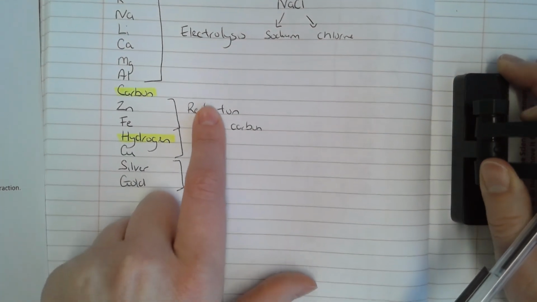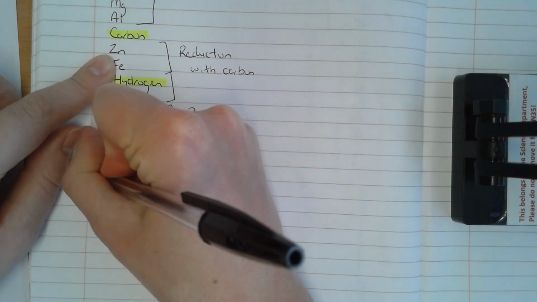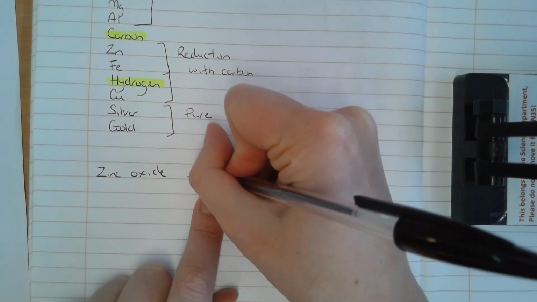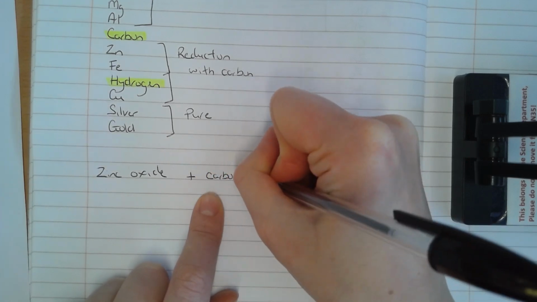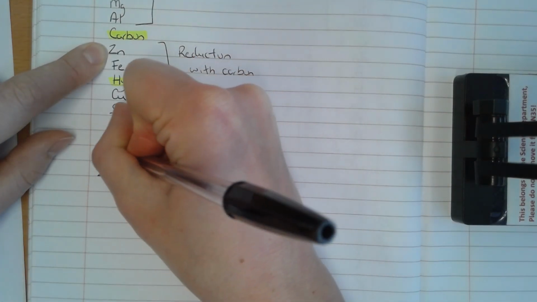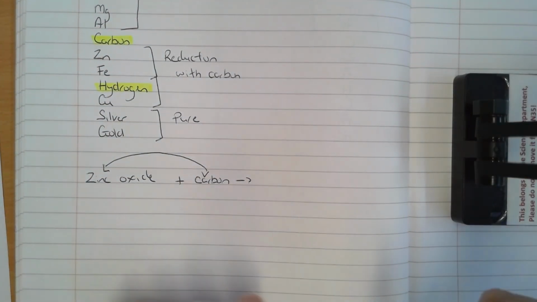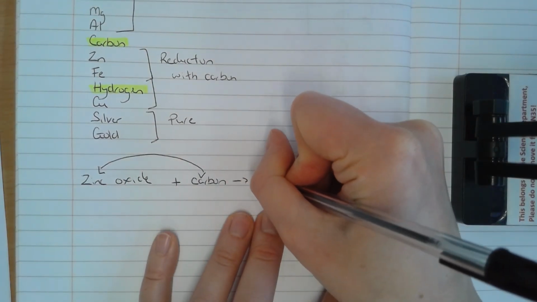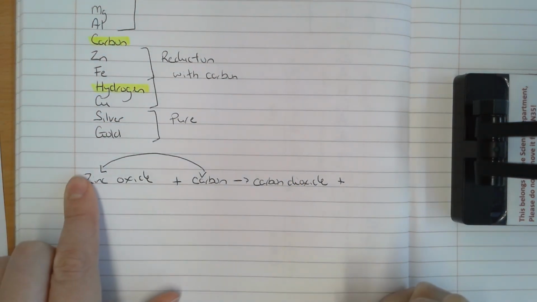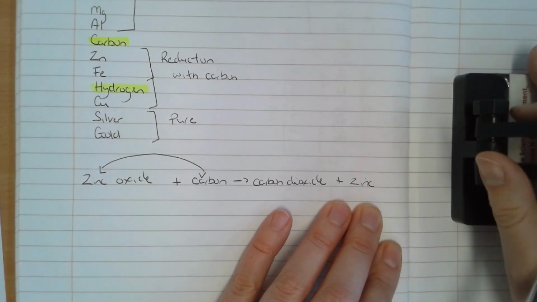Right, the next thing we need to look at is what I mean by reduction with carbon. So I'm going to take zinc after it has reacted with oxygen, and it will be zinc oxide. And I take my zinc oxide and I react it with carbon. Because carbon is more reactive than zinc, we get a displacement reaction where carbon takes zinc's place. That means carbon will now be bonded to oxygen, and typically when carbon and oxygen are bonded together, we form carbon dioxide, and that means zinc is not bonded to oxygen anymore and is just zinc by itself.